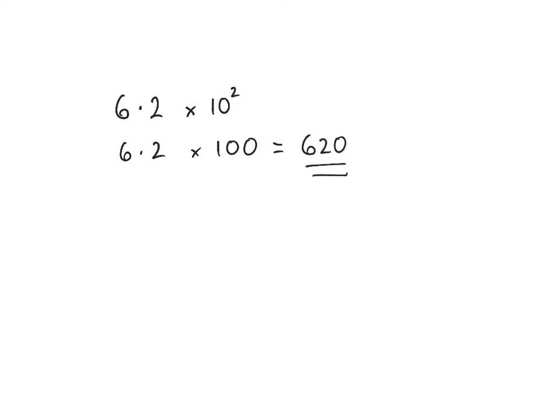Now, the next thing we're going to do is put some of these numbers into a sum. So the first thing I want you to think about is 6.2 times 10 squared. So what does that mean? It means 6.2 times 100. Can we do that sum? Yeah, we can do 6.2 times 100, 620.